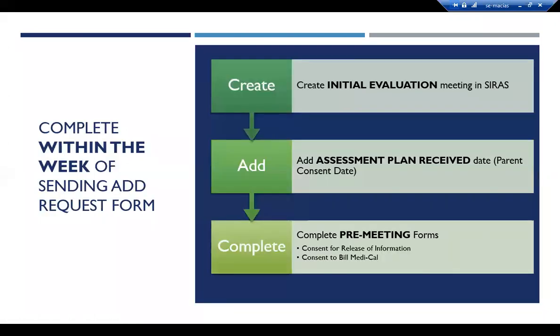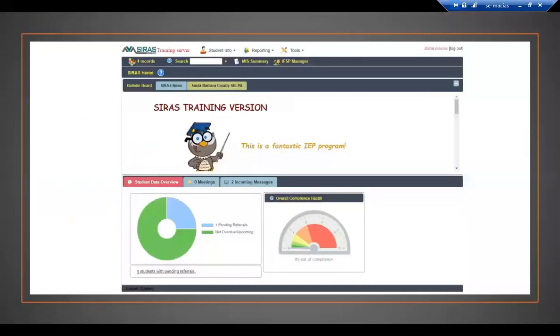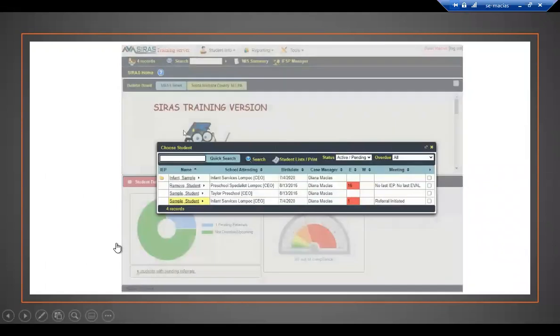Within the same week of sending the add request, preferably the day after, complete the following. Create the initial evaluation meeting on SIRAS, add the parent consent date, and send any pre-meeting forms to the parents. Here's a short video on how. You're going to select your student. Notice that the student highlighted is pending.